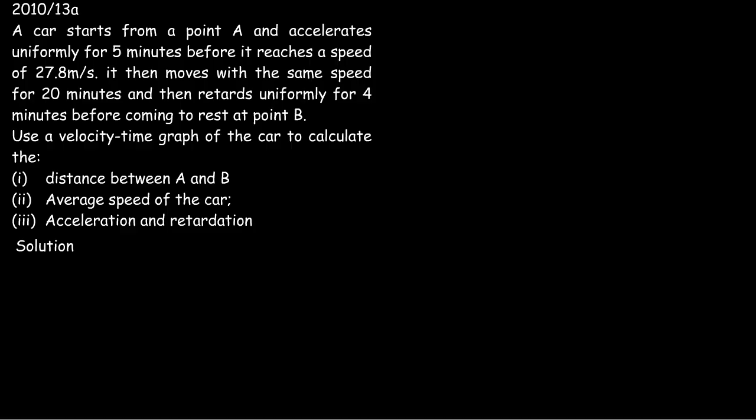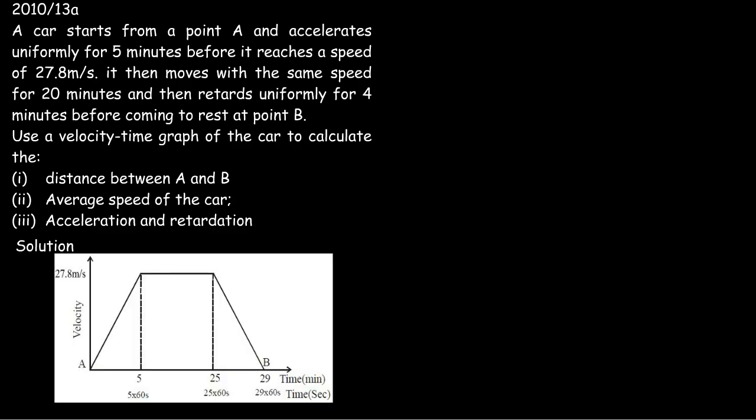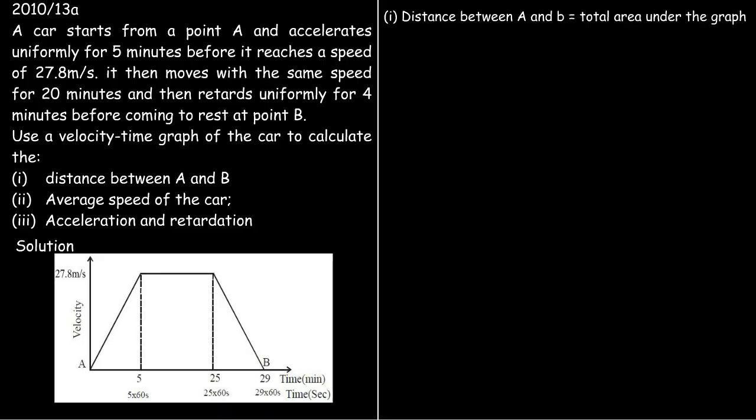Now the very first step is to sketch our velocity time graph, and since we are starting from zero, we are going to begin from zero, and since the body is accelerating for 5 minutes, there will be an upward slope that stops at 5 minutes. Then there will be a uniform straight line for the next 20 minutes. Then it's a downward slope for 4 minutes, and sketching all this we get the diagram as shown on the screen.